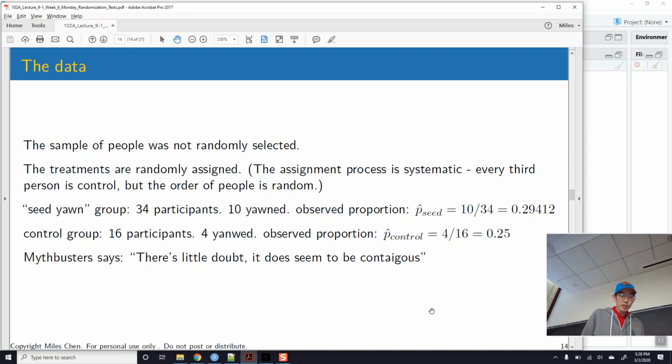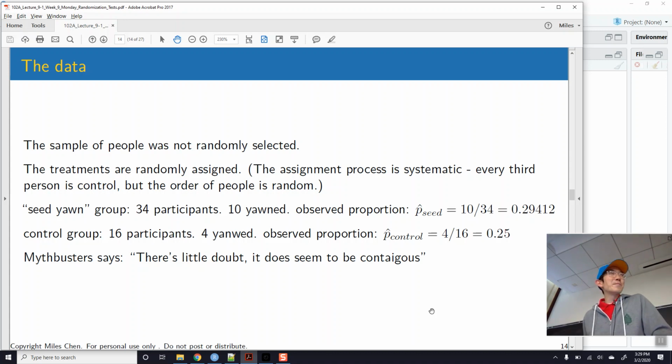For the seed yawn group, 10 people yawned out of 34. So our observed proportion would be p hat seed, 10 divided by 34, which is 0.294. Then for the control group, 4 out of 16 yawned. So 4 out of 16 is 25%. And the Mythbusters' conclusion is there's little doubt, it does seem to be contagious.